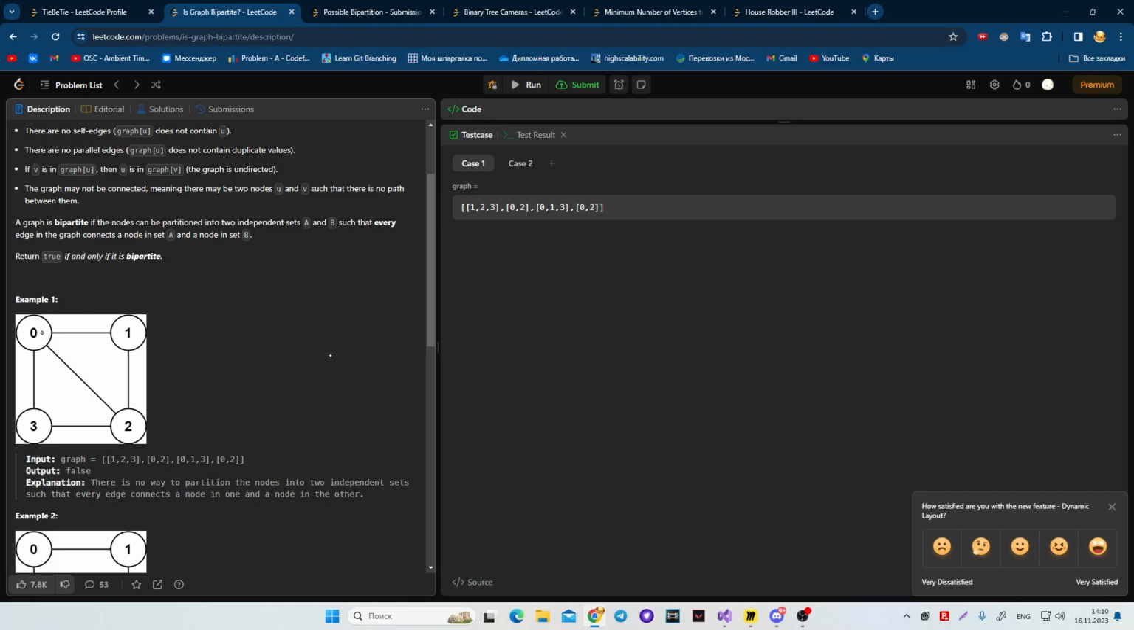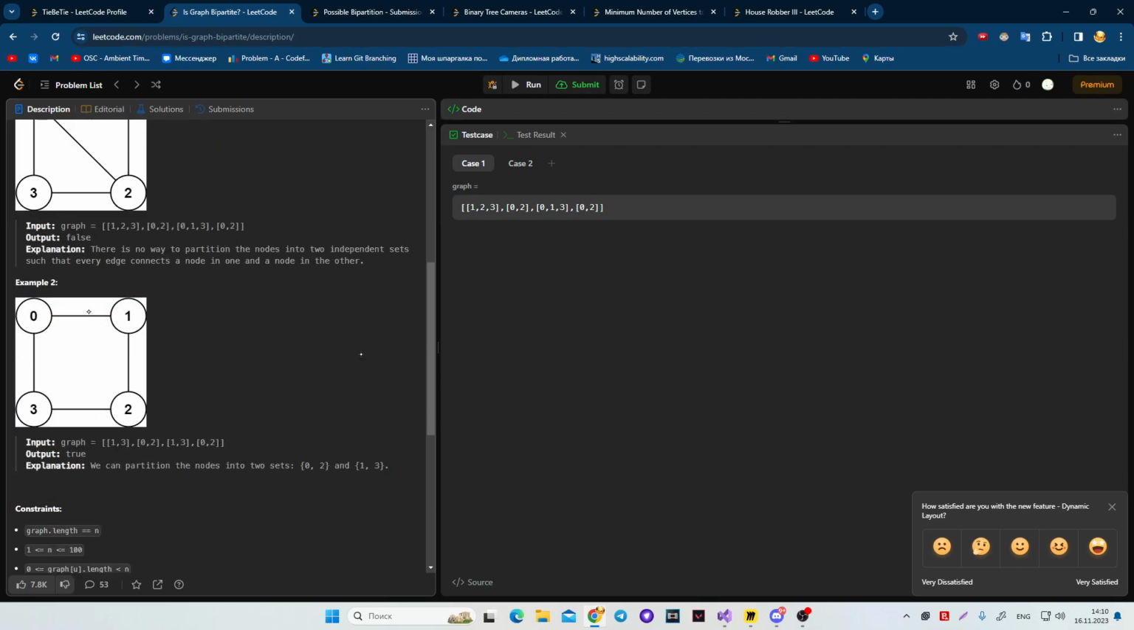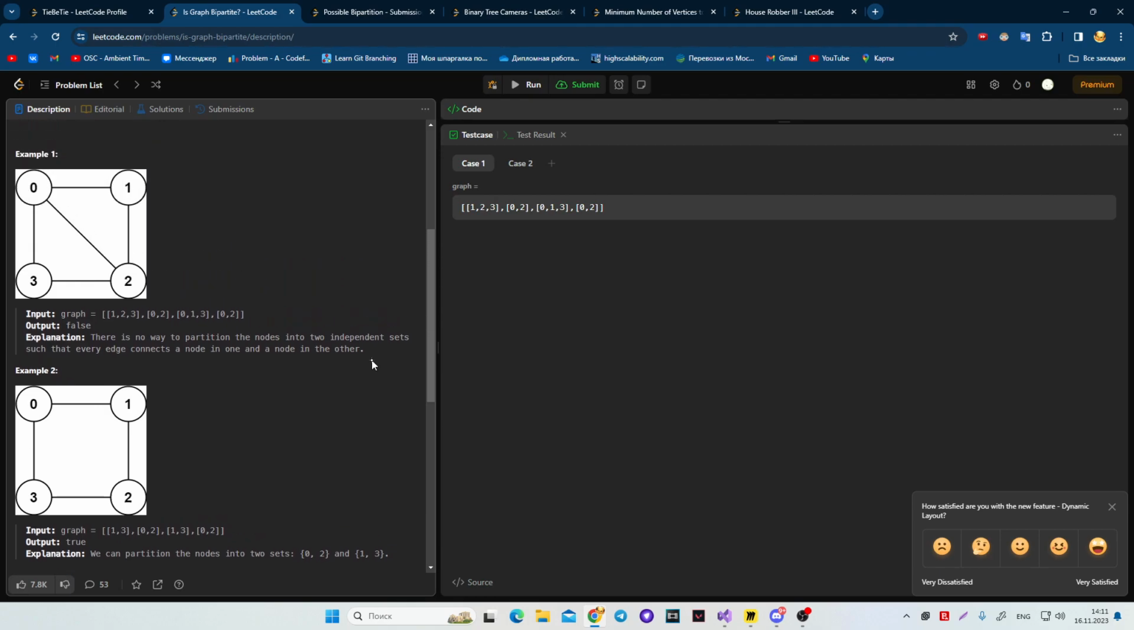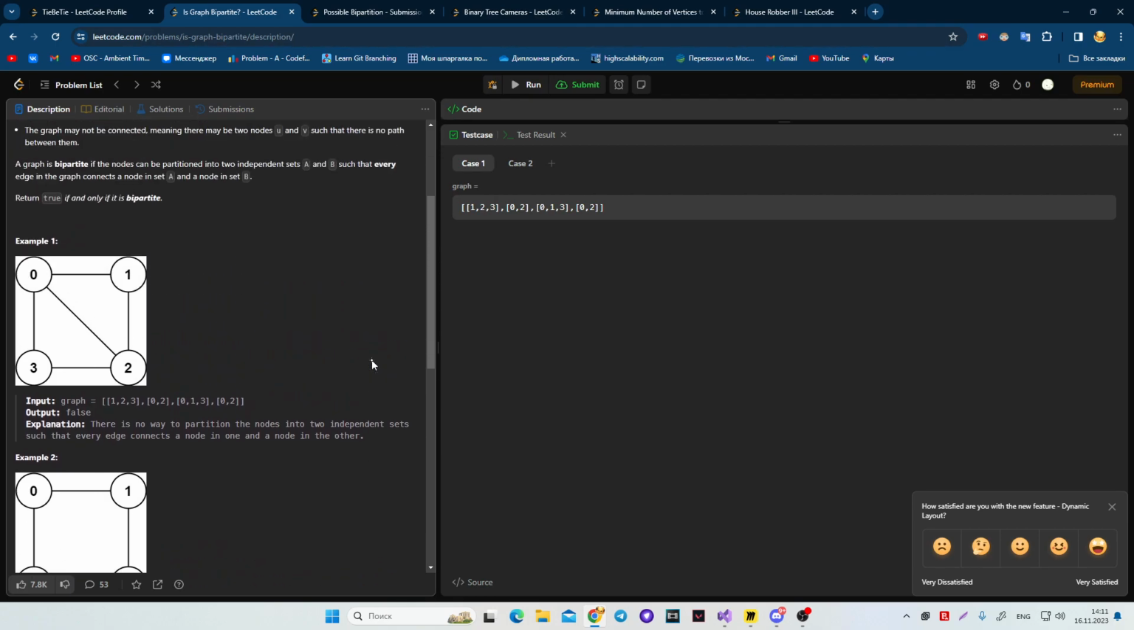For this example, we paint this vertex red, this blue, this blue, this red, and this blue, and we check whether we have two adjacent vertices with the same color. In this way, we paint them without any problems. So how do we define in the DFS algorithm that we painted two vertices in the same color?